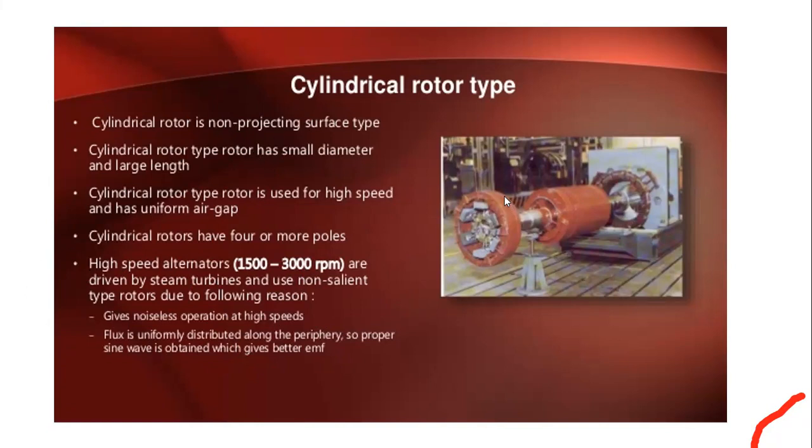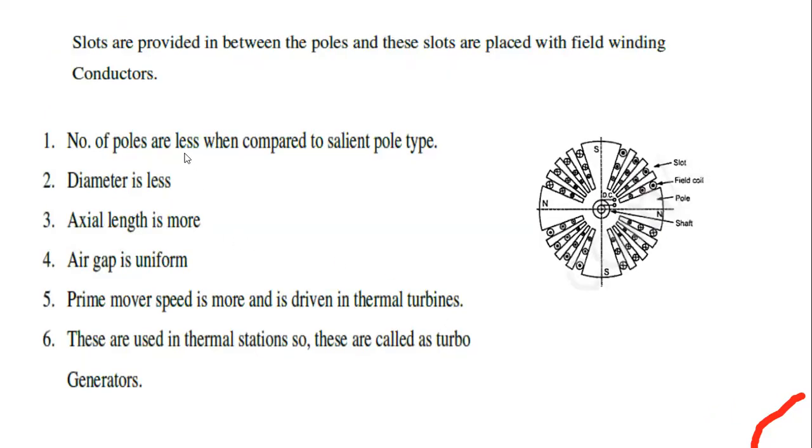It has a non-projected surface, a very small diameter and a longer length. This cylindrical type of rotor is used for high speeds, with 4 or more poles, for 1500 to 3000 rpm, and is driven by steam turbines as a non-salient type of rotor. This is the cross-sectional view of the cylindrical type of rotor.